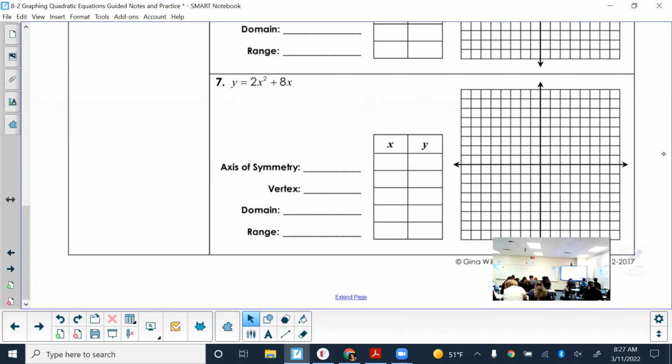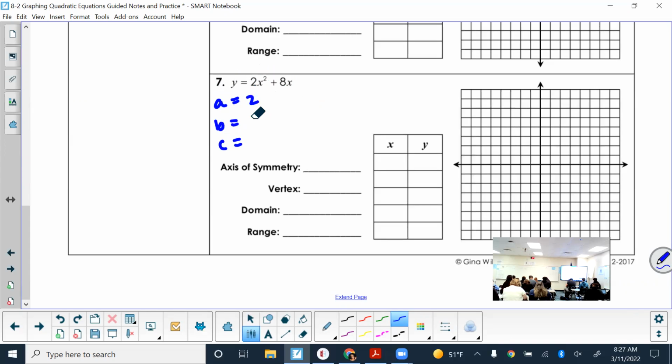Your A, B, and C. Because if you identify those incorrectly, then really you waste a lot of time doing a lot of work and then it's just wrong. All right, so what would my A be in number 7? 2. What would B be? It would be 8. What would C be? 0. So that's a good step to add in: the A, B, and C we get from whether or not they're in front of the x squared or the x, or they're just a single number. Since I have an x squared and an x, I know I have an A and a B. So questions about that part?